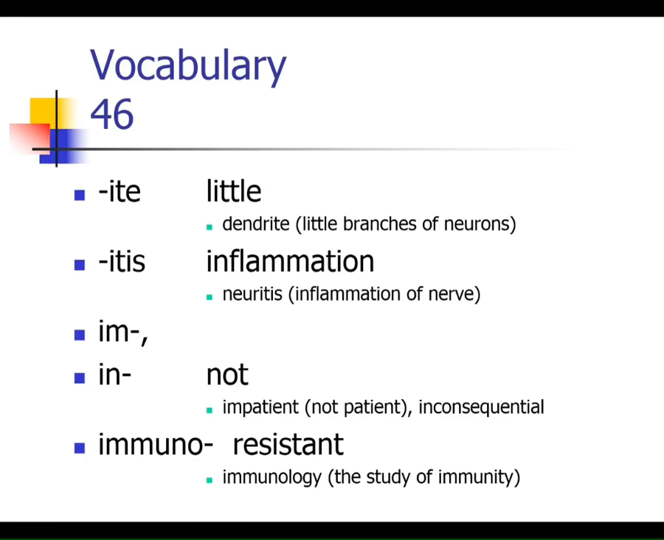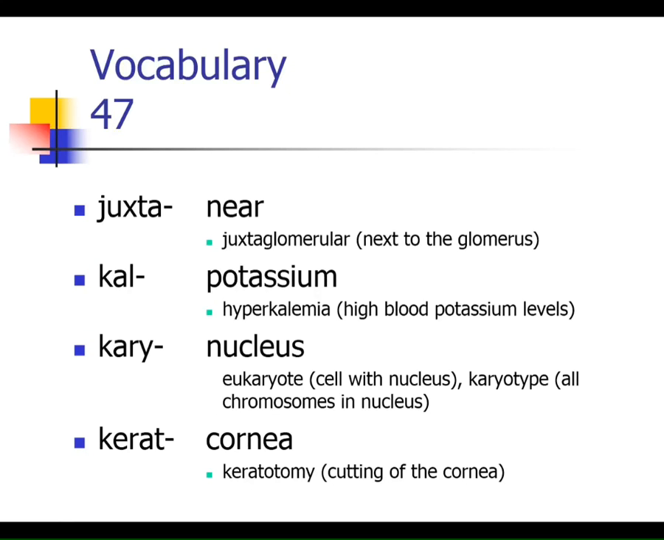Ite. Little. When we get to the nervous system, we'll see dendrites. Dend, you know, means tree. So dendrites are little trees, little tree-like branches coming off from the neuron cells. Itis, inflammation. Arthritis, inflammation of a joint. You name it, any kind of arthritis. Neuritis, inflammation of a nerve. Im and in are both negating terms, just meaning not, and immunoresistant. So think immunology is a study of how your body stays resistant to diseases. It's a good thing we have the study of immunology with Ebola in our nation, right? Juxta, near. We'll see a lot of terms juxta later on. Cal, K-A-L.